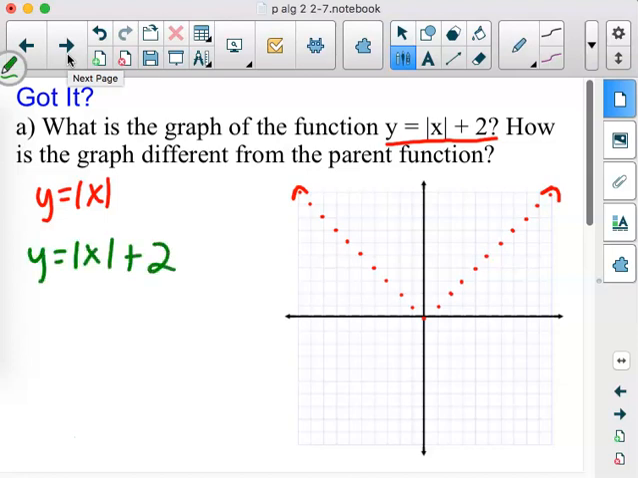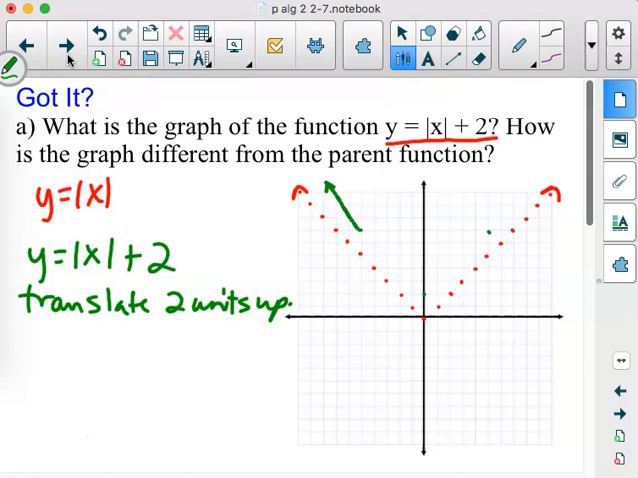Let's answer the second question first, and then we'll be able to graph this really quickly. How is the graph different from the parent function? Translated 2 units up. That's it. So all we have to do is be able to count to 2. I'm pretty sure we can all do that. We'll move our little vertex up 2, and we'll pick a couple of spots on the graph and move them up 2 and make that one solid.